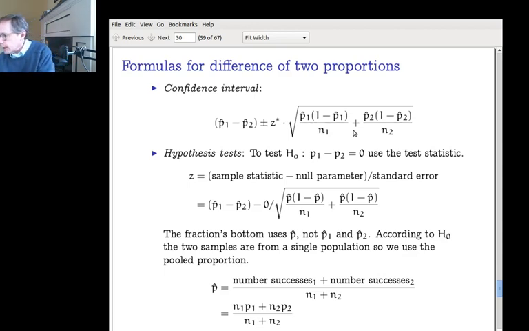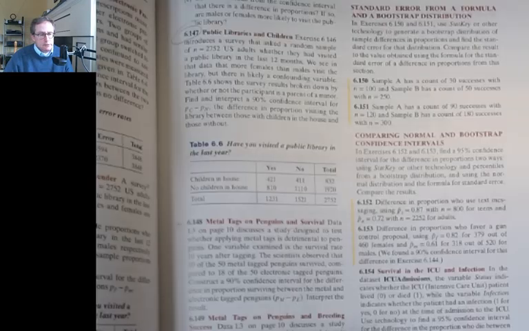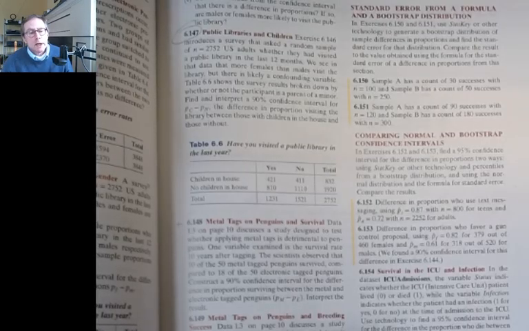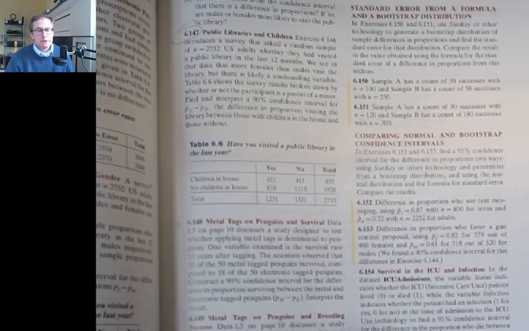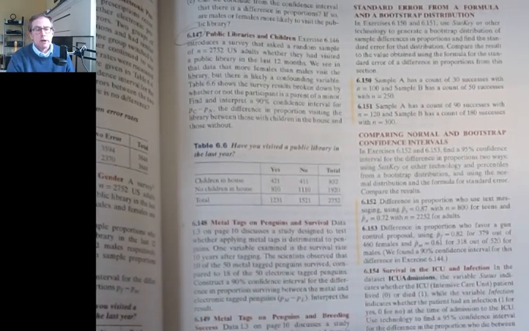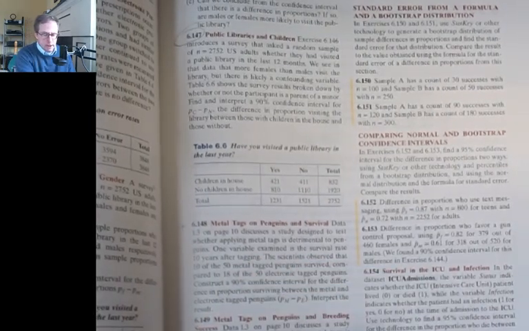Okay, so for confidence intervals, I want to do problem number 148. Let's see if I can bring that over here. 148. And the hard part is clicking on all these windows. There we go. 148, there it is. Metal tags on penguins and survival. And you probably can't read it here, but you have it available to you in paper or online.